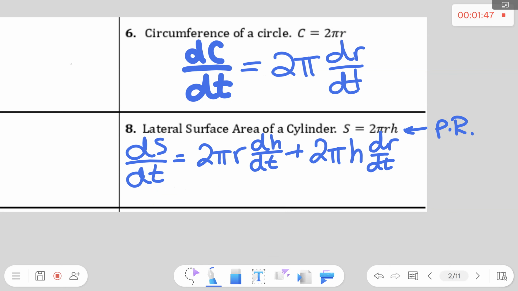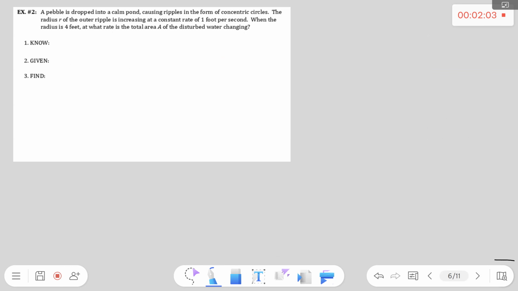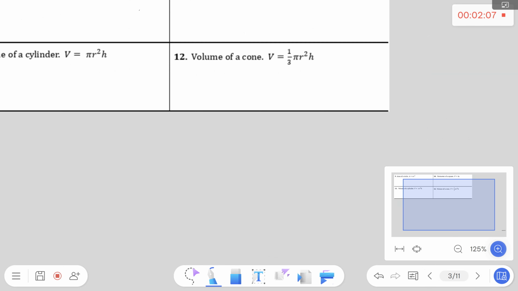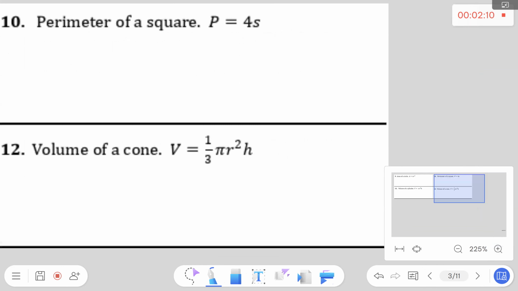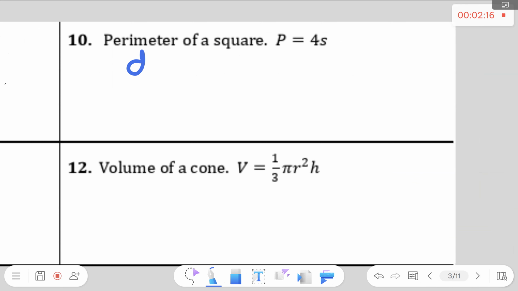What's the next one we need to do? 10. 10's easy. Perimeter of a square is P for us. Nope. Try it again. So we do derivative of perimeter. That's dp over d what?